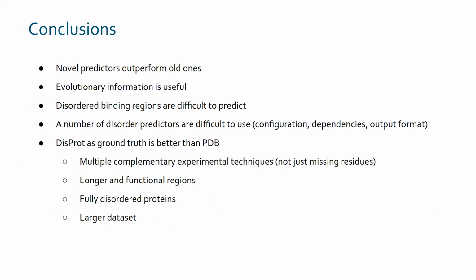So in conclusion, novel predictors outperform old ones. Evolutionary information is useful, at least for the DisProt-PDB dataset. Disordered binding regions are difficult to predict, and a number of disorder predictors are difficult to use due to configuration dependencies and generating different output formats. And as a ground truth, we can safely say that DisProt is better than simple PDB. In DisProt, you have multiple complementary experimental techniques, not just missing residues. Regions are longer and functional. You have fully disordered proteins, and the dataset is larger.